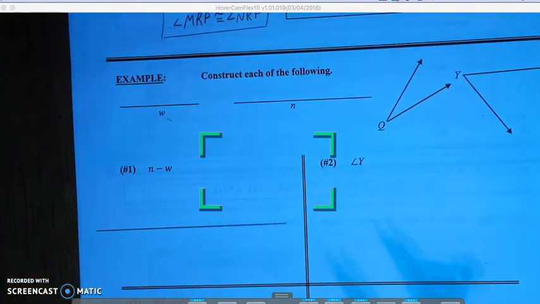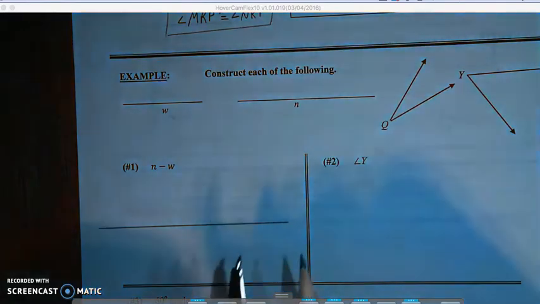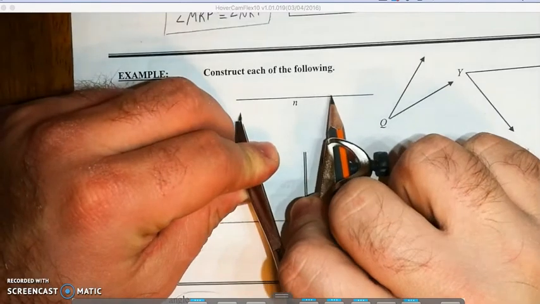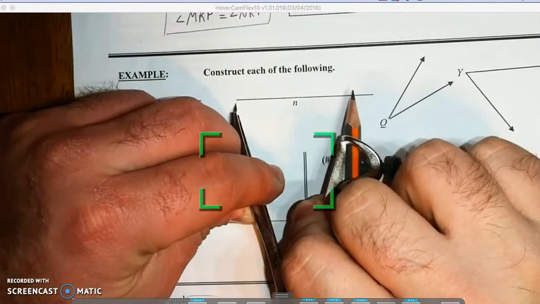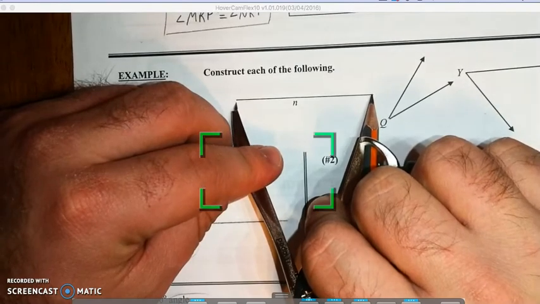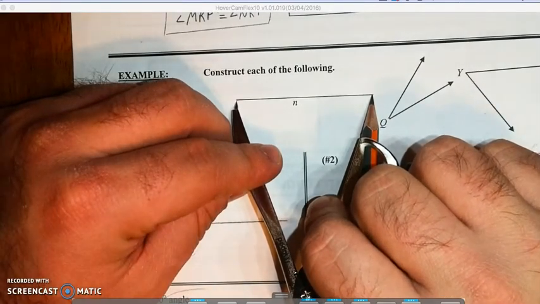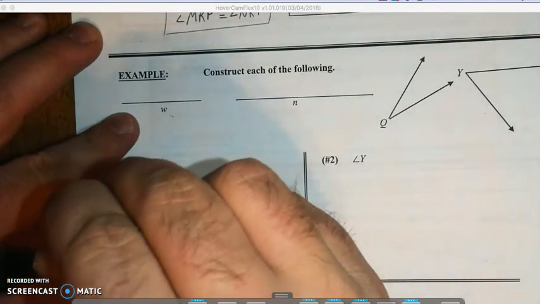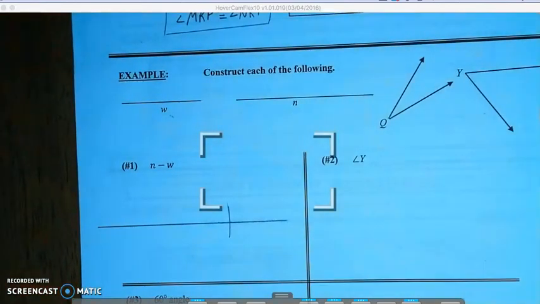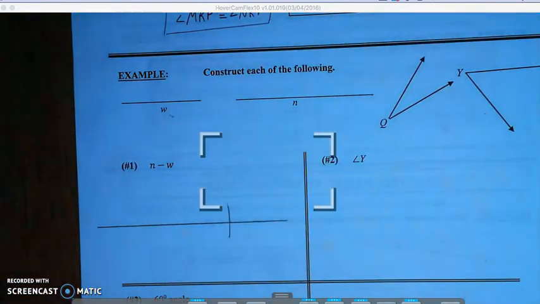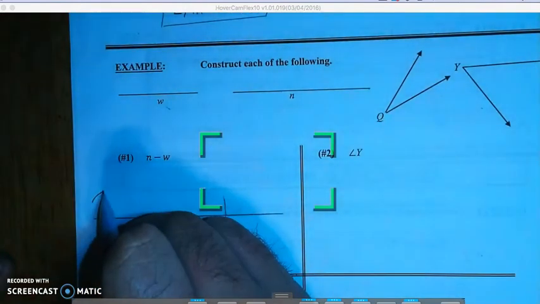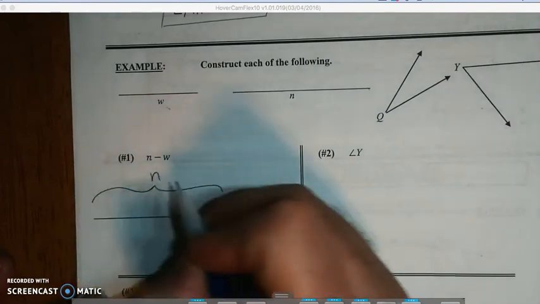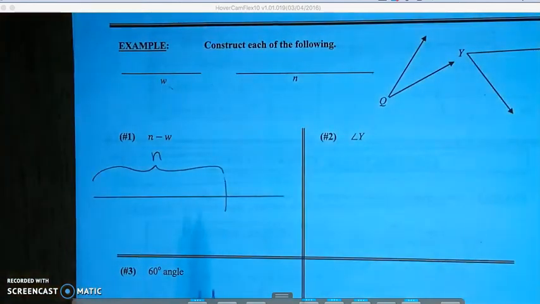Now on that segment, I'm going to copy down N. So remember to copy it down. We open up our compass so it's as wide as N. I got my compass as wide as N. We come down here, we draw an arc. So I know that this length here to here is as long as N. So we have N.